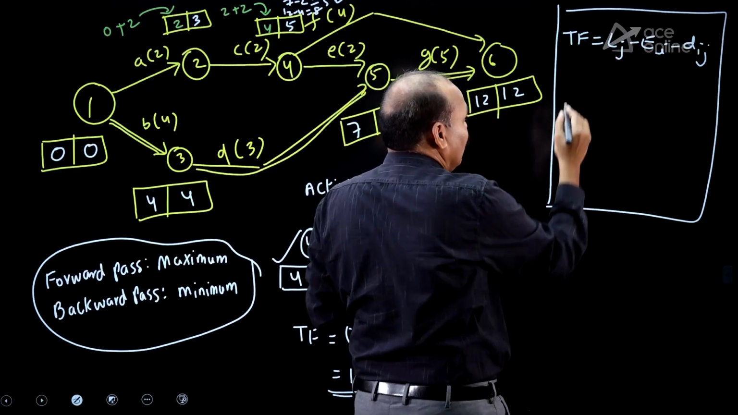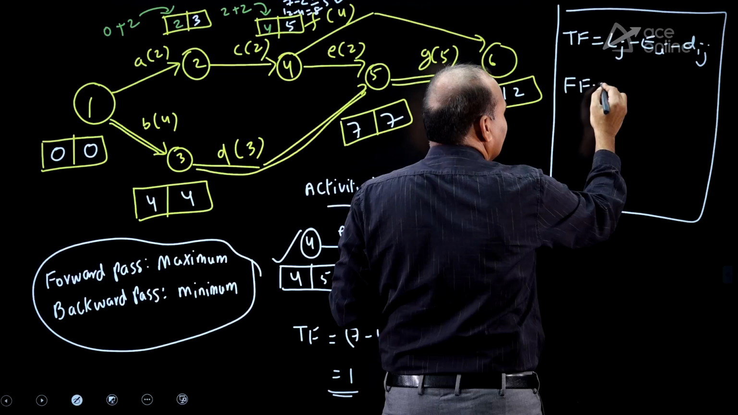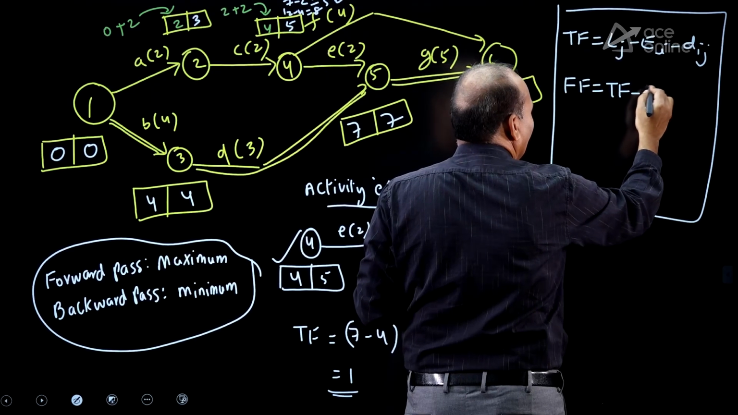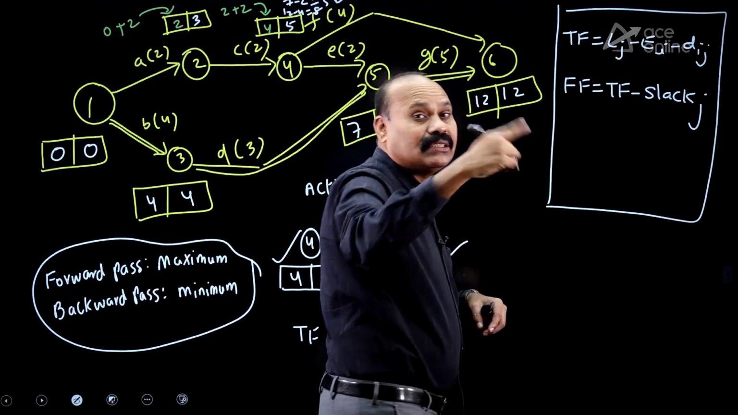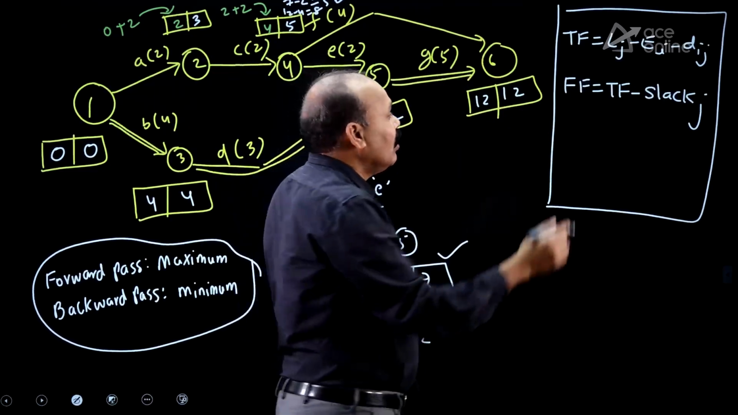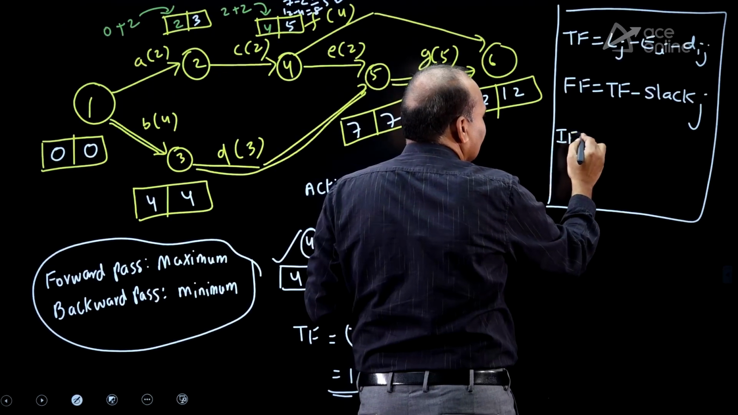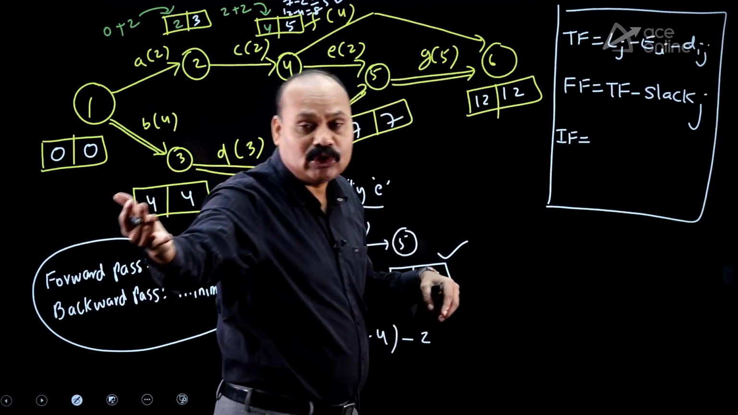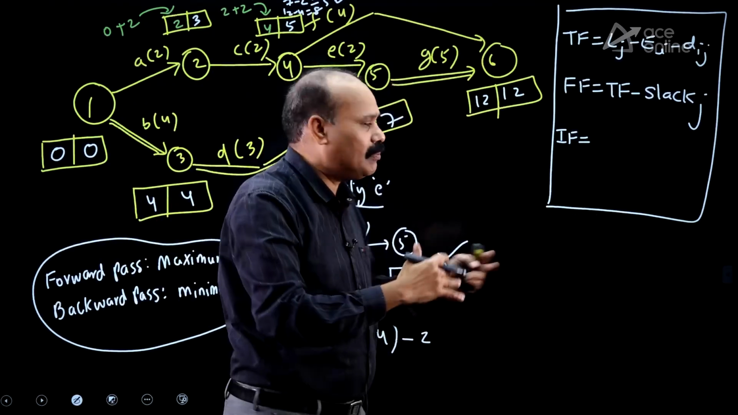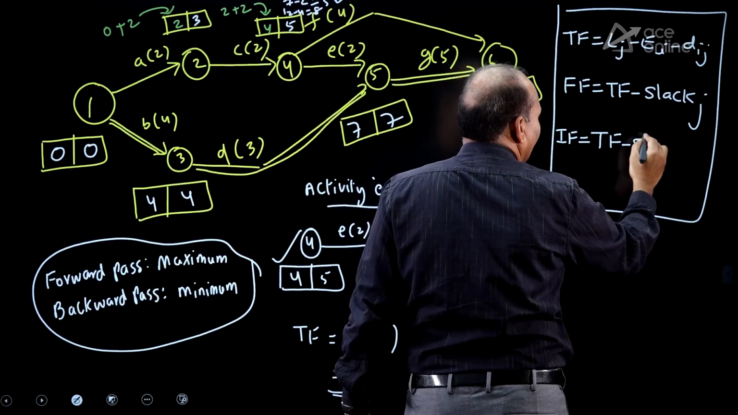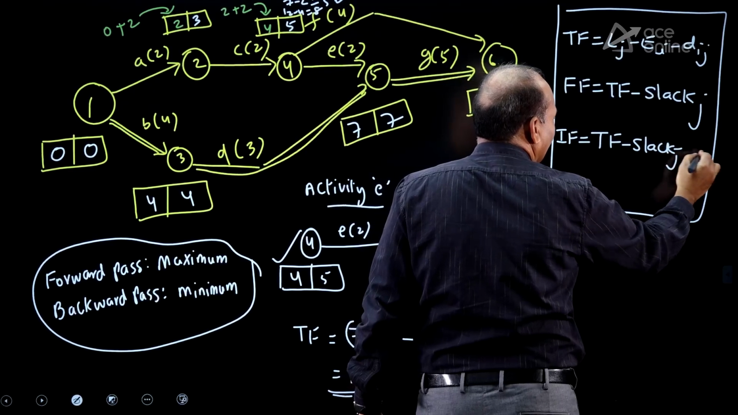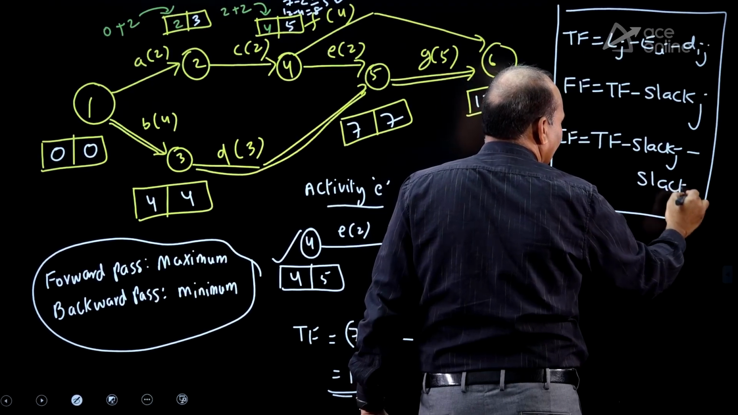After having total float, what about free float? Free float is equal to total float minus slack at j. Next activity means j side. Independent float means next activity should not be disturbed, preceding should not be disturbed. So, that is why independent float will become total float minus slack at j minus slack at I.